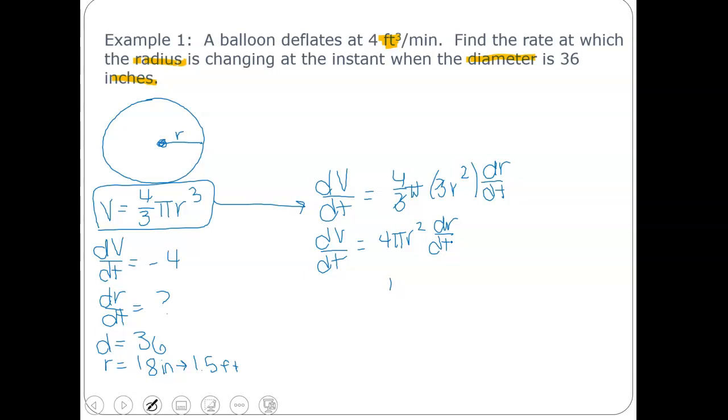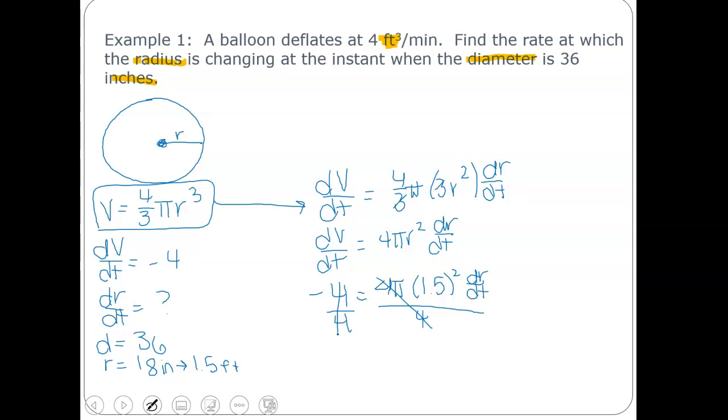So we know dV/dt is -4, and then we have 4 pi. We know r is 1.5. So 1.5 squared is 2.25. Well, actually I don't even have to multiply that by 4, because this is -4. So I can technically divide both sides by 4. So that becomes -1.